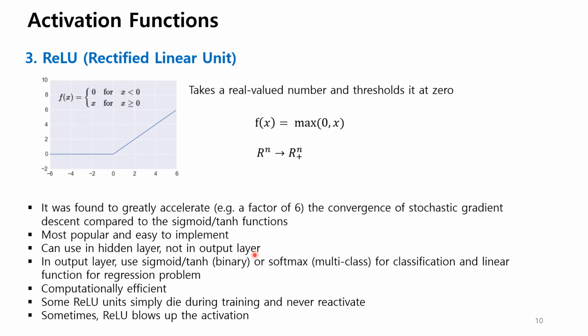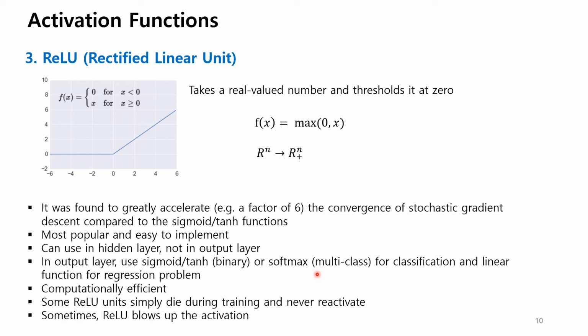Instead of using ReLU in the output layer, you can use sigmoid or hypotangent for binary classification, or you can use the softmax function for multi-class classification. So if you work on a classification problem, you can use ReLU in the hidden layer. That's fine, but in the output layer, do not use ReLU. If your problem is binary classification, you can use sigmoid or hypotangent. If your classification is multi-class, you can use softmax as the output layer.